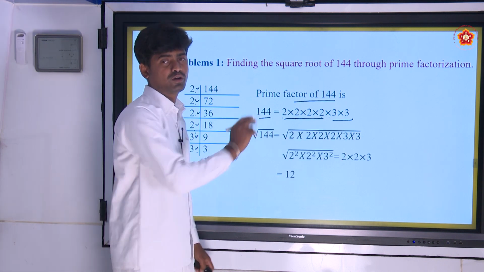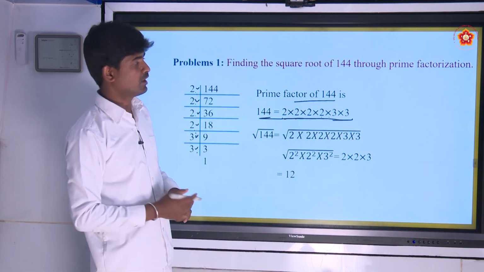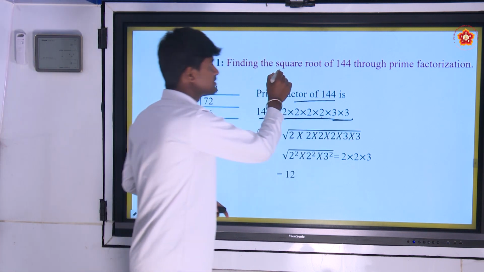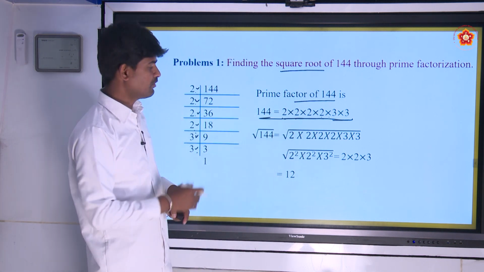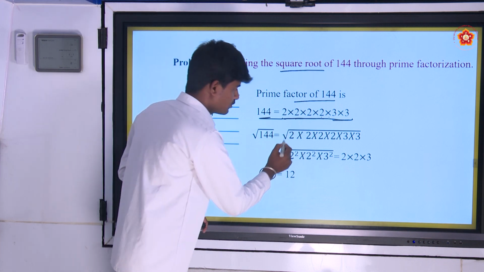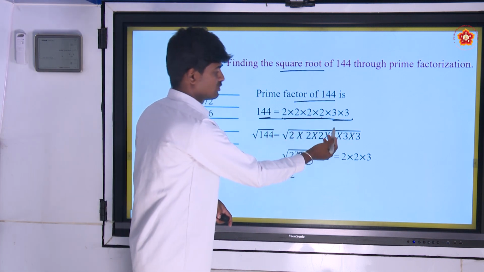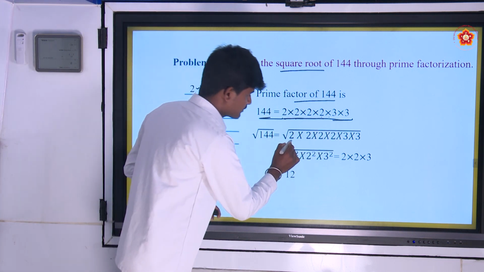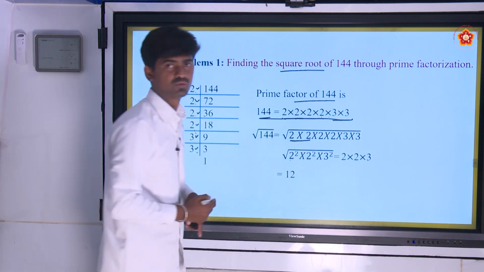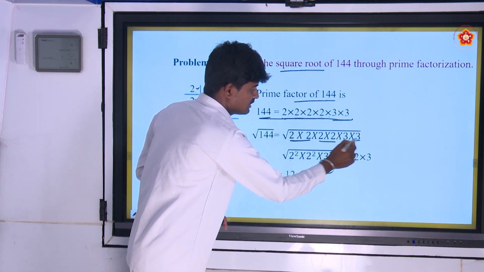Now, square root of 144 by prime factorization. Through the prime factorization, you have to find the square root. Now, put in square root of 144. So, 2 into 2 into 2 into 2 into 3 into 3. See, 2 into 2 is 2 square, 2 into 2 is 2 square, 3 into 3 is 3 square.